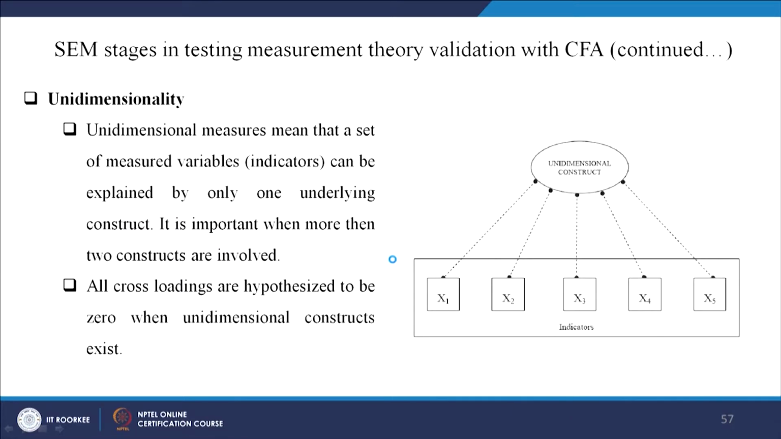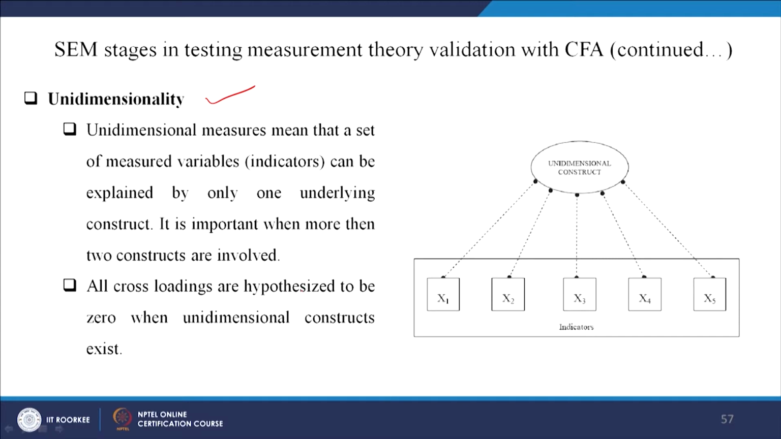So let us see this. First is the case of unidimensionality. Now what does this mean? Unidimensional measures mean that a set of measured variables can be explained by only one underlying construct. It is important when more than two constructs are involved. You see, this is the unidimensional construct, meaning what? These variables are loading into only one construct, right. So there is no scope of them getting into some other constructs at all, right.